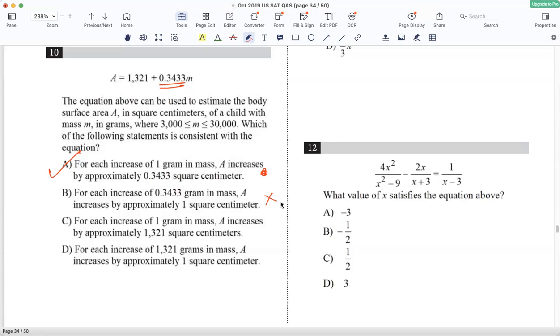For each increase of 1 gram in mass, A increases by approximately 1321. No, this is the y-intercept, so this doesn't have a bearing on how A increases. So this is wrong, and D is also wrong.